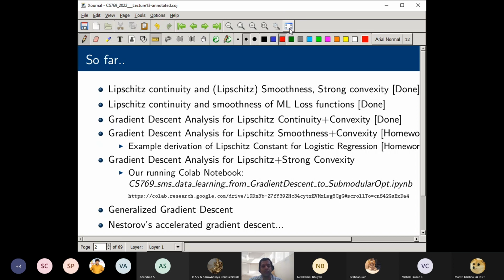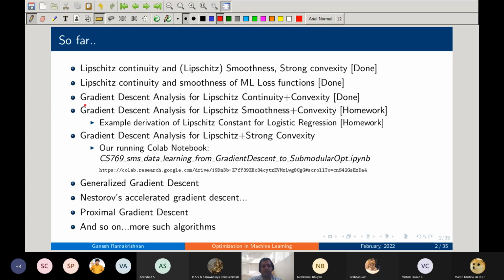to Lipschitz smoothness and convexity. That was the homework. We'll talk about that, and as an example, the derivation of the Lipschitz constant for logistic regression. We have already shown that logistic regression loss is convex, but it is Lipschitz smooth, not strongly convex. But what is this Lipschitz smoothness constant? Then we'll move on to strong convexity and so on.